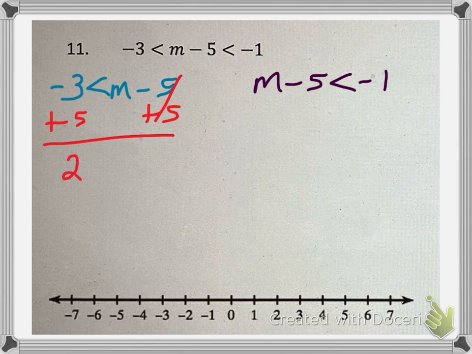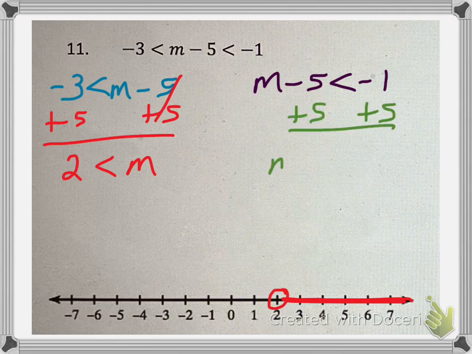That gives me 2 is less than m. Okay, so 2 is less than m. 2, open circle. That means m has got to be this way. Okay, and then I'm going to do the other side. And I'm going to add 5 to that side. M is less than 4. So then I'm going to go 4, and I'm going to go less than.